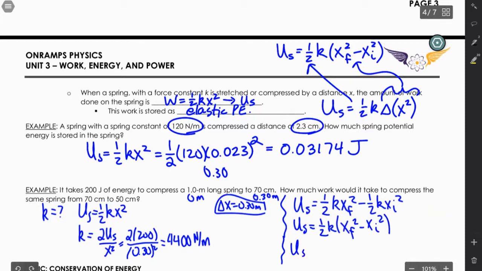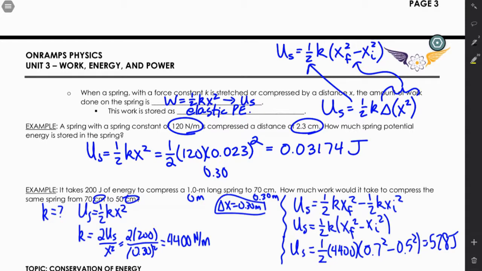But you do also, again, have to be careful. These are in centimeters, and we need them in meters. Okay, so just divide everything by 100. So you're going to do 1/2 k, which you found to be 4,400 newtons per meter, and then 0.70 squared minus 0.5 squared. And it's going to tell us it's going to take 528 joules to do that.